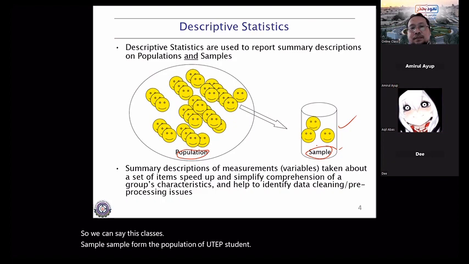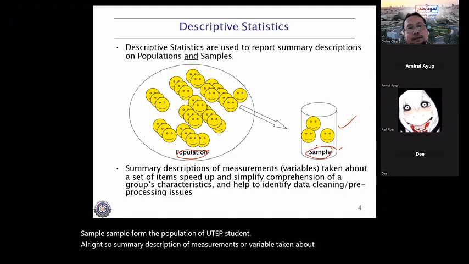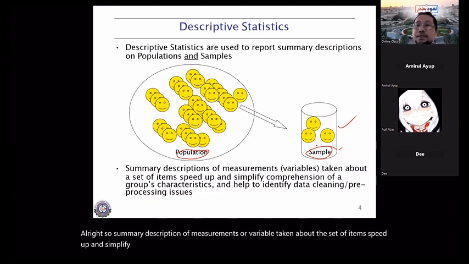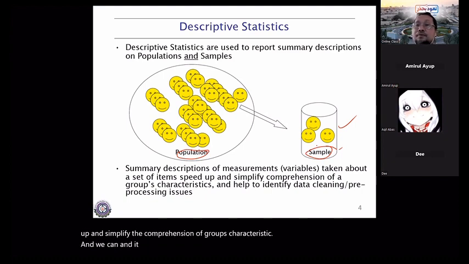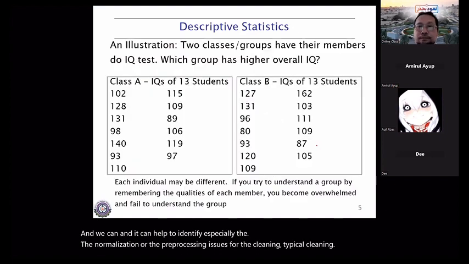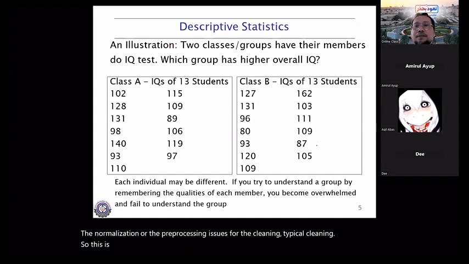Right, so descriptive statistics is a summary description of measurements or variables taken about a set of items. It speeds up and simplifies the comprehension of a group's characteristics, and it can help to identify especially the normalization or pre-processing issues for data cleaning. So this is an illustration of the descriptive statistics.